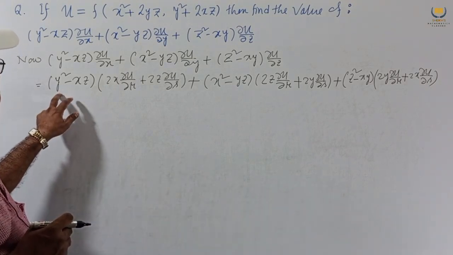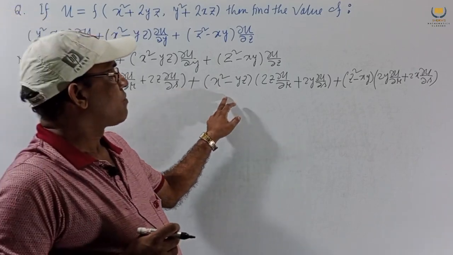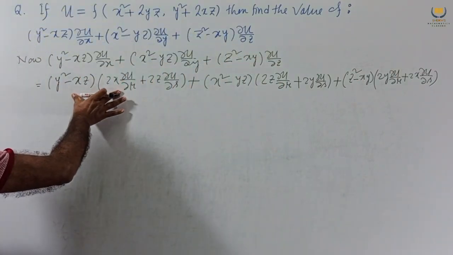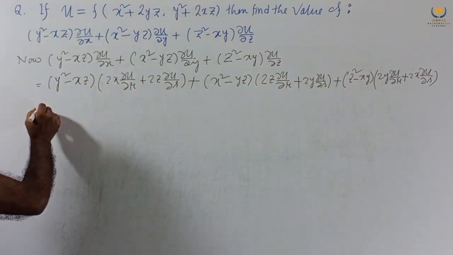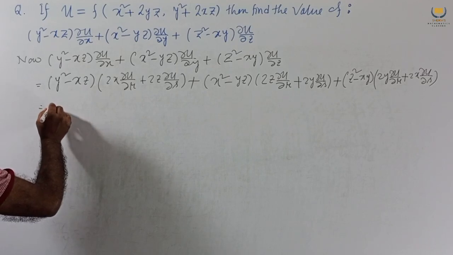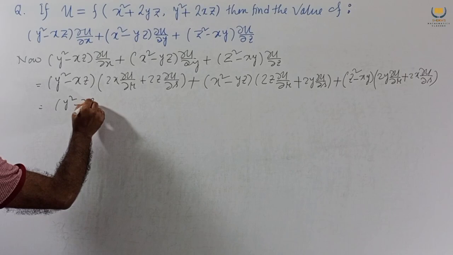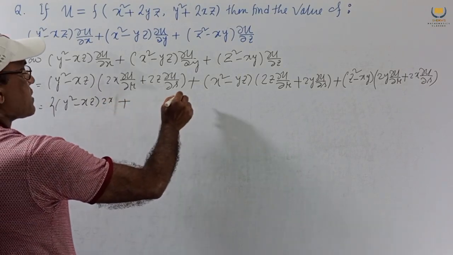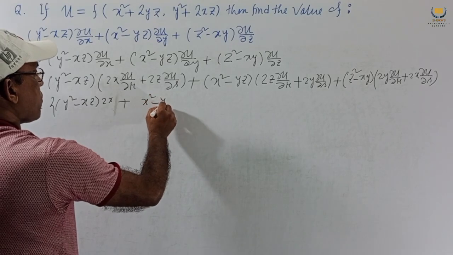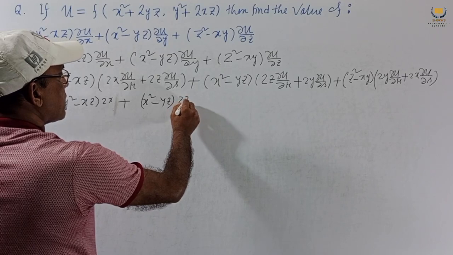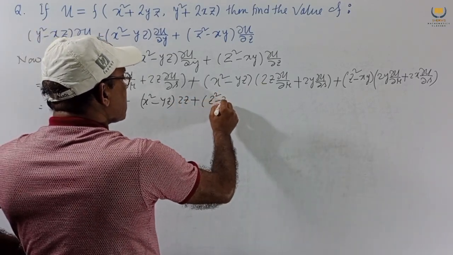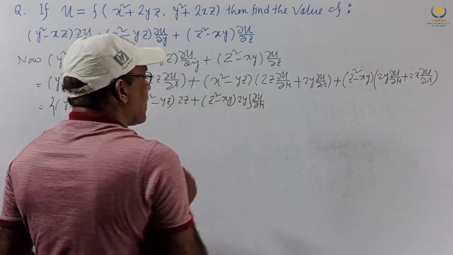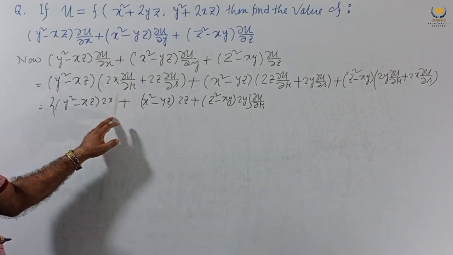Now the calculation is y square minus xz multiplying with this one, and this one multiplying with this. Then in this term we get first ∂u/∂r common. Then we get y square minus xz times twice x, and next x square minus yz times 2z, z square minus xy times 2y, and we consider ∂u/∂r common. We can write details also, but better to write in this way.